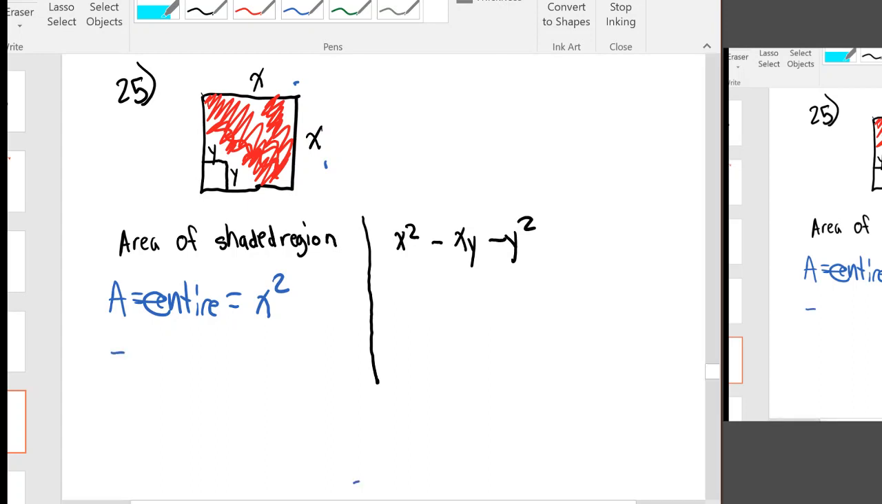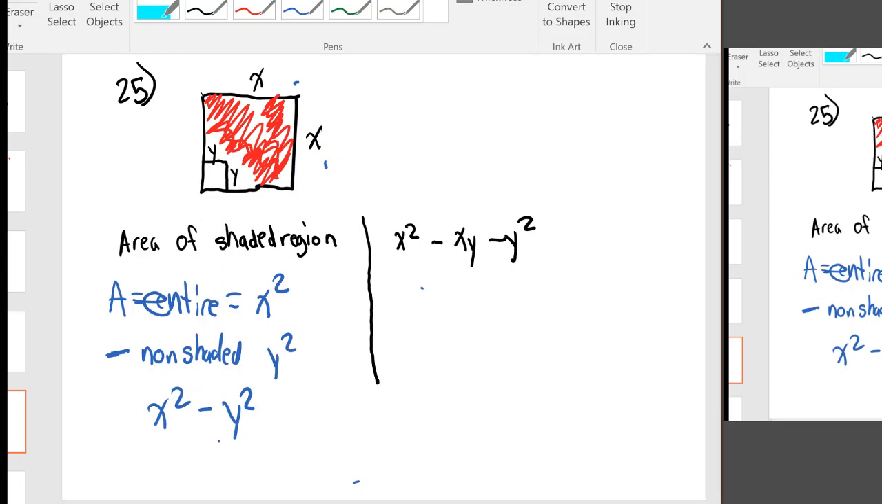So I have to subtract the non-shaded, which is y squared. So I have x squared minus y squared versus x squared minus xy minus y squared. Well, let's think about this. Normally, if they just gave me these two options without putting in the context of a shape, I would not be able to determine, right? Because what if x was negative, then this would become a positive number, which would throw things for a loop. But I know a side cannot be negative.